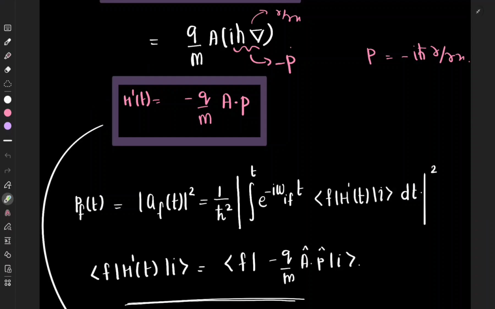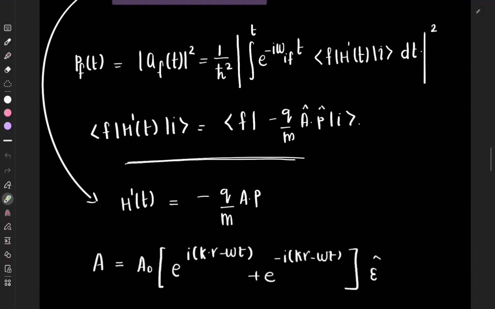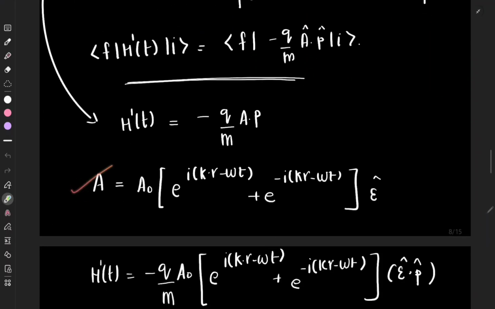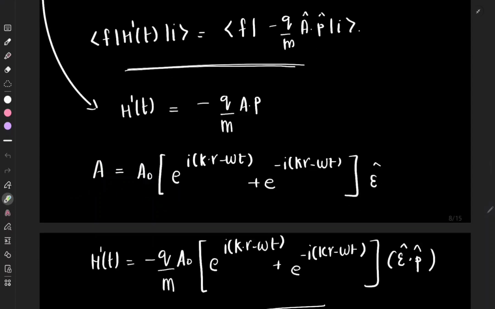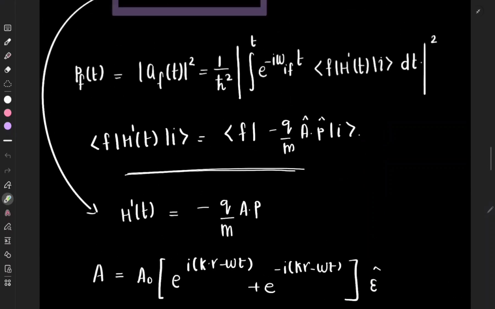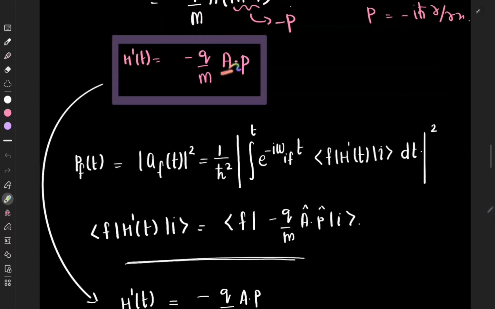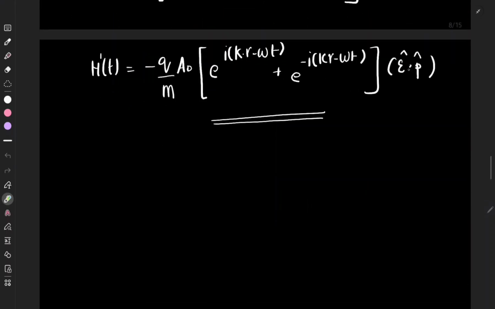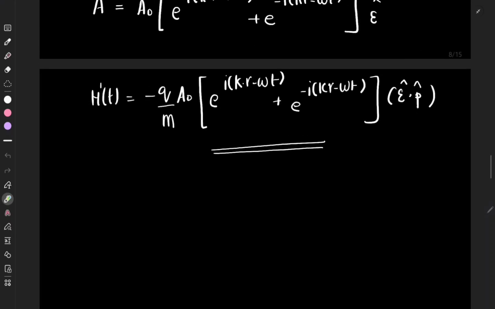We will simplify this equation by substituting the value of A in its plane wave notation. That is this one. So this is the vector potential's plane wave notation, that is A naught into e raised to i (k dot r minus omega t) plus e raised to minus i (k dot r minus omega t) epsilon cap. And then we substitute it back to this equation in place of this A, and we get it like this. So the new Hamiltonian H prime equation is this one.